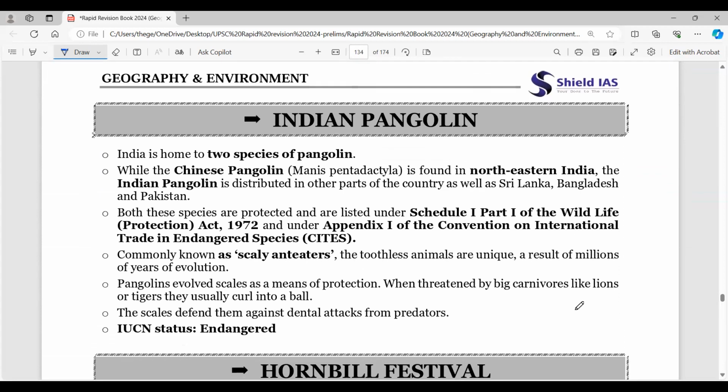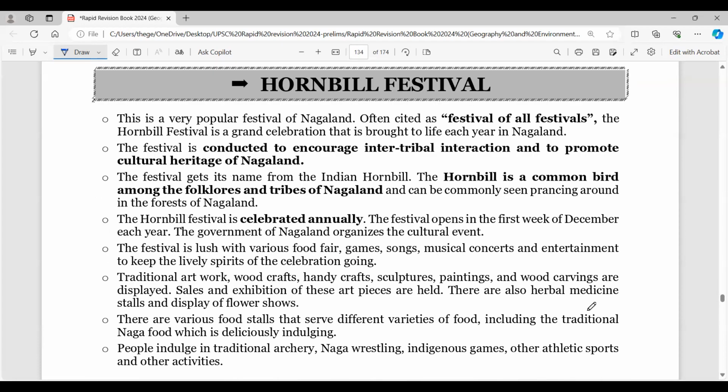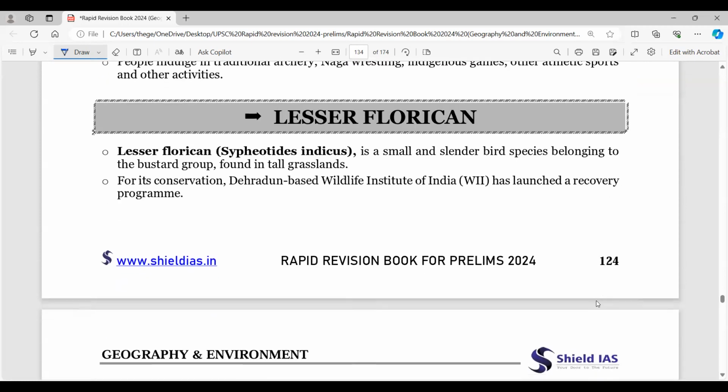Come to the Indian pangolin. This was already part of the earlier questions. So Chinese pangolin, Indian pangolin, you can look into it. It's part of the Convention on International Trade in Endangered Species, right? And endangered is the category. Then you have the Hornbill Festival, the famous festival of Nagaland. So you can take a look into the Hornbill Festival as well. Lesser florican here again, one of the major species of bird.